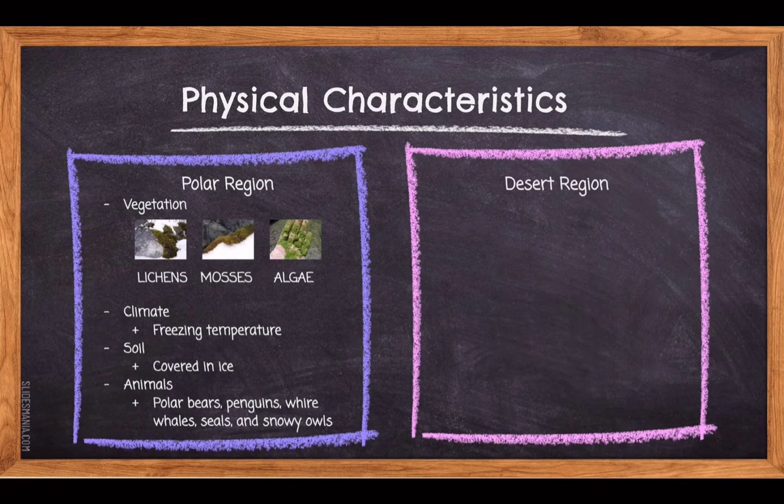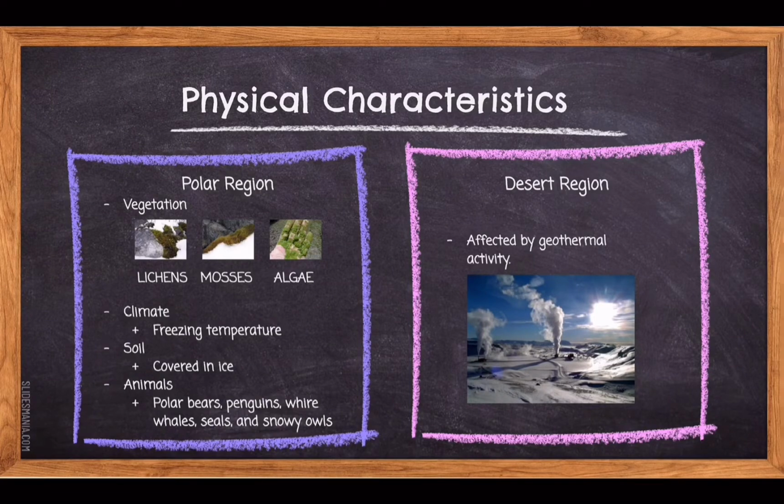Next, let's get to the physical characteristics of the desert region. So for the desert region, these environments are often affected by geothermal activities such as geysers and atmospheres of continental volcanic regions or deep sea vents, as you can see in the image.